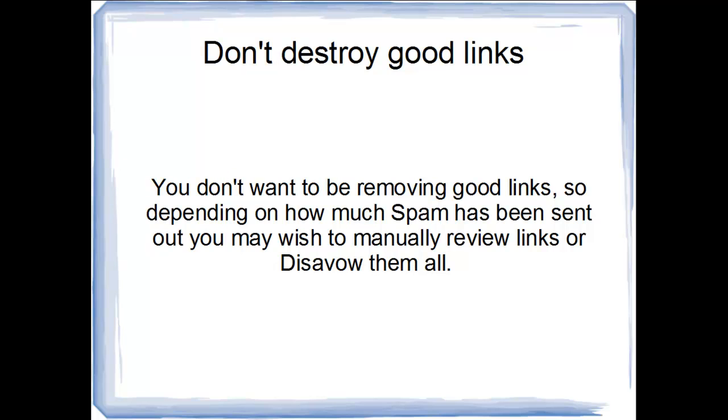So lastly, with regards to manual link penalties, we don't want to throw out the baby with the bathwater here. We don't want to destroy good links. You don't want to be removing good links that are out there, because you're going to need those to rebuild the rankings. So depending on how much spam has been sent out, you may wish to manually review the links or disavow all of them. If you sent out hundreds of thousands, or tens of thousands, of spammy links, it's just not going to be possible to go through and review them and remove them. So it may be better to use the disavow tool and just start over again.